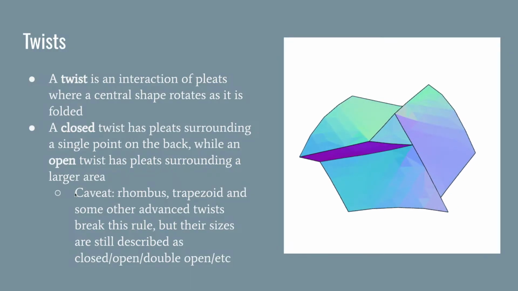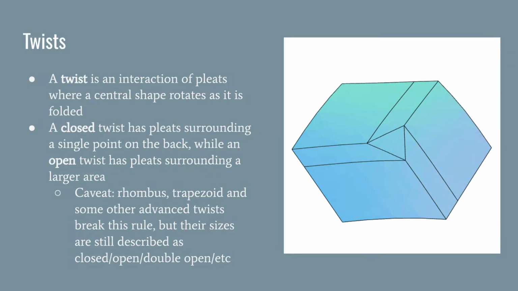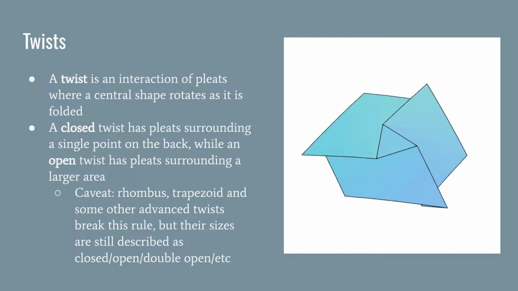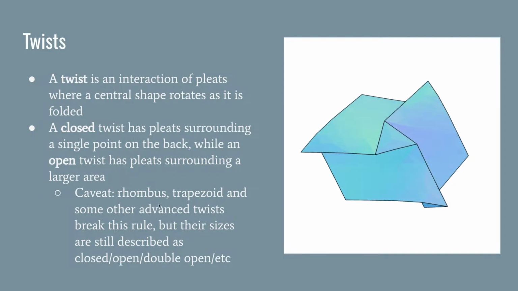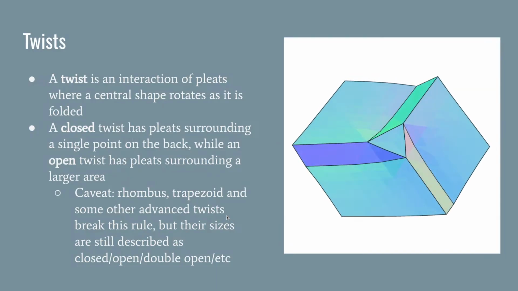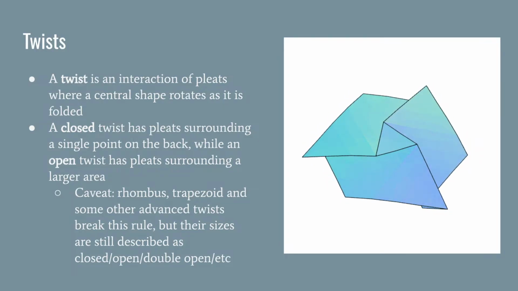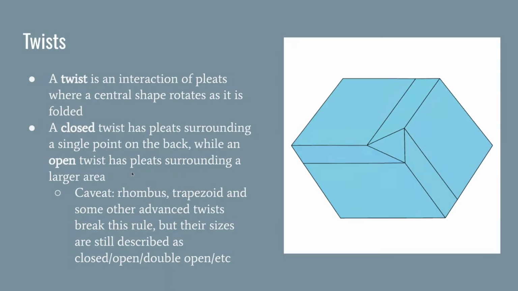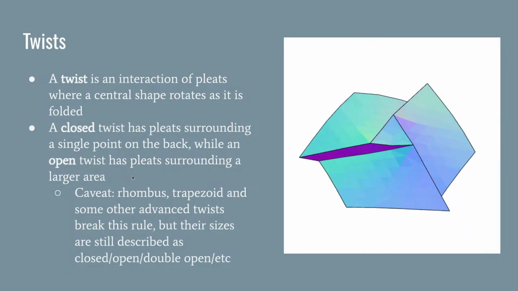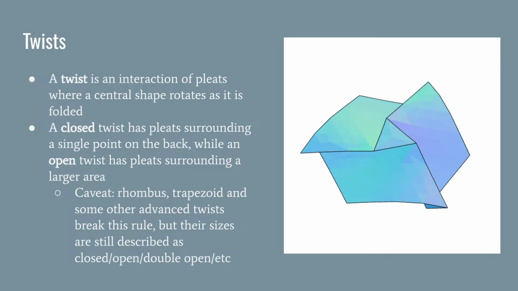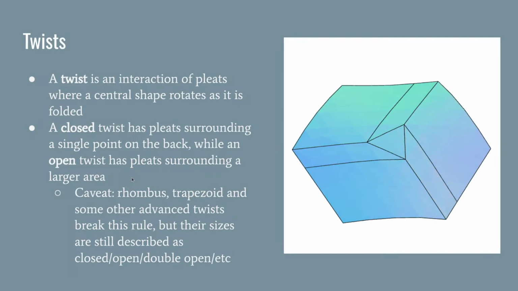This is a good description of equilateral triangle, right triangle, square, and hexagon twists. The description doesn't extend as well to rhombus or trapezoid twists, or mixed depth, hexagon, rhombus, various other twists, mixed up squares as well. But these are kind of the terms in the origami community for describing the different sizes of these twists. So it goes closed, open, double open, triple open, however many open.